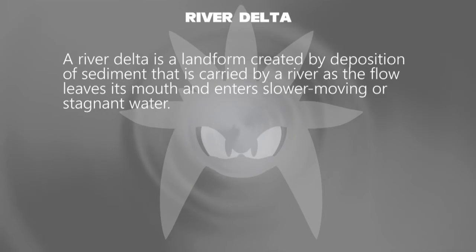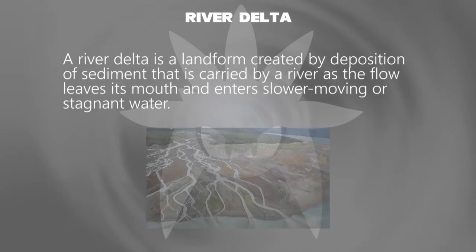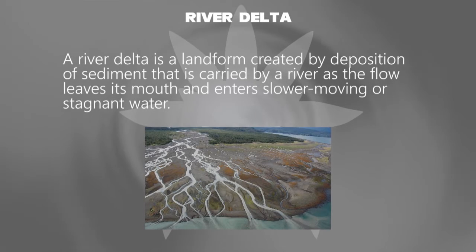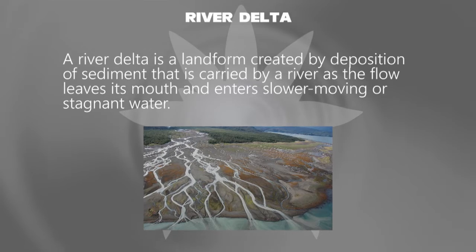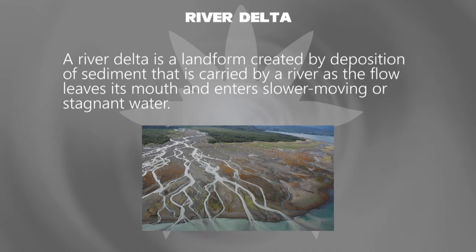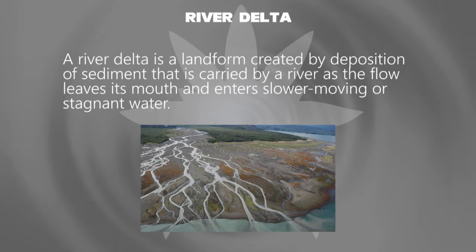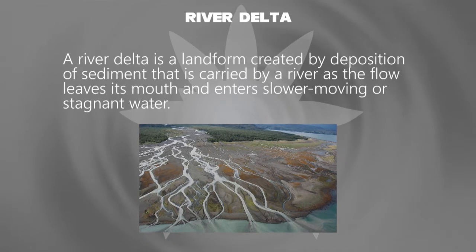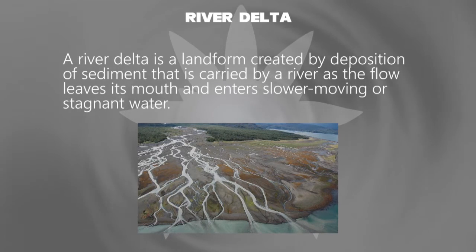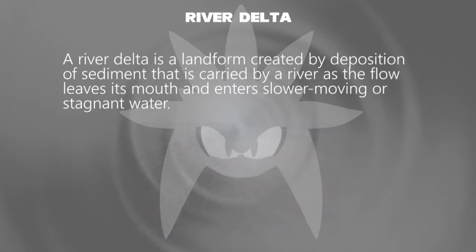A river delta is a landform created by deposition of sediment that is carried by a river as the flow leaves its mouth and enters slower moving or stagnant water. This occurs where a river enters an ocean, sea, estuary, lake, reservoir, or another river that cannot carry away the supplied sediment. It plays a role in the size, geometry, and location of the receiving basin.